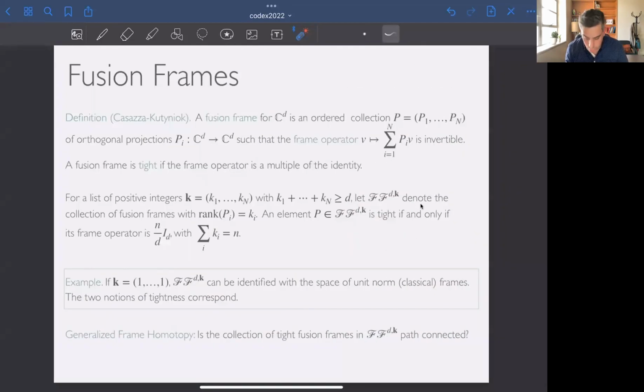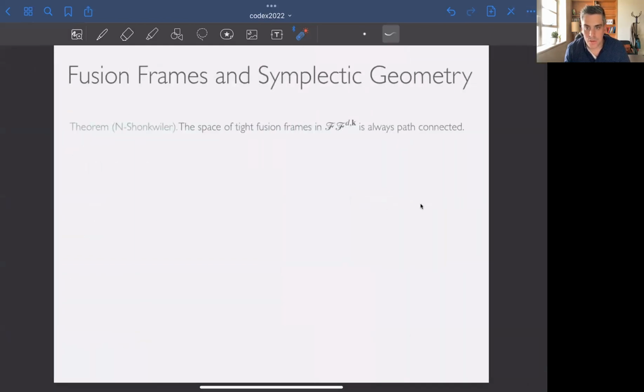Okay, so then the generalized frame homotopy conjecture or question you might ask is, I have this analog of unit norm frame space. I could ask, is the subset of tight fusion frames path connected? And then the answer is yes. The space of tight fusion frames is always path connected.